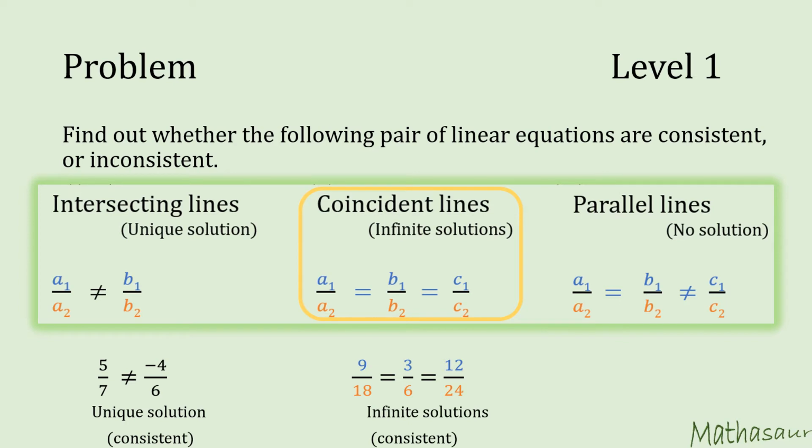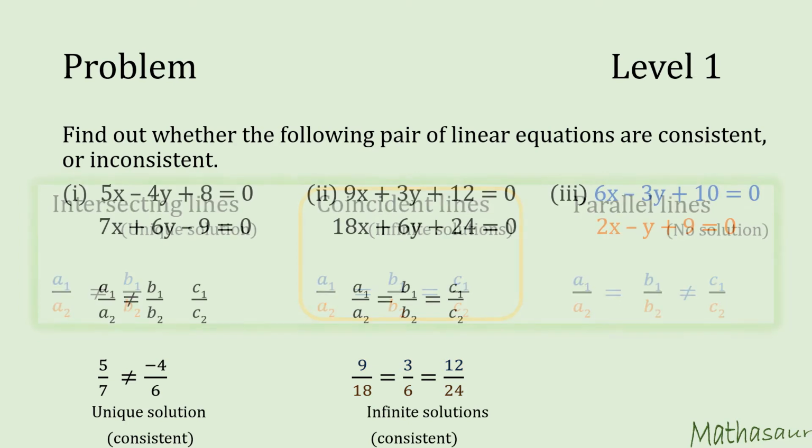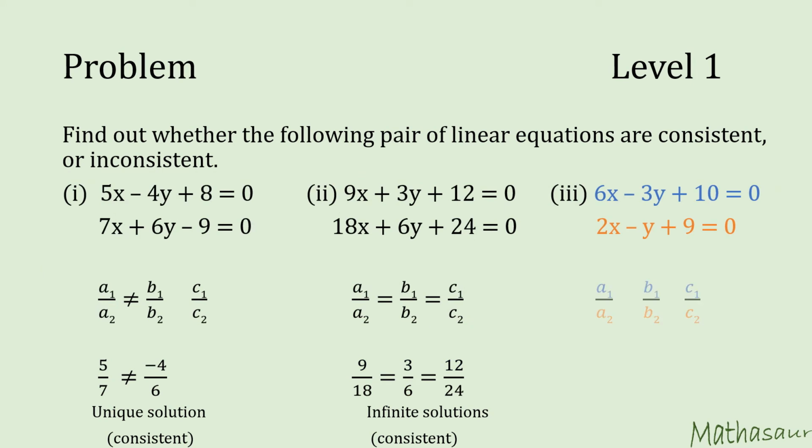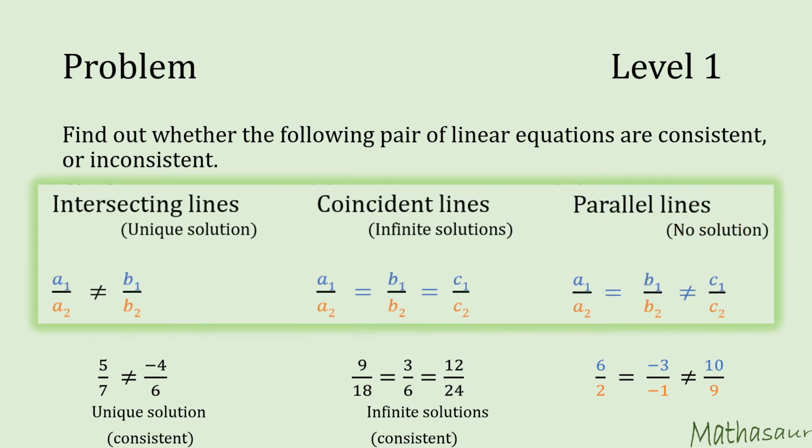Since they have a solution, this pair is also consistent. Let us look at the third case. Let us identify the coefficients. We see that a1 by a2 reduces to 3, b1 by b2 also reduces to 3. However, c1 by c2 does not reduce to 3. So a1 by a2 equals b1 by b2, but these two are not equal to c1 by c2. Now this is the case for parallel lines, which has no solution. Since there is no solution, this pair of linear equations is inconsistent.